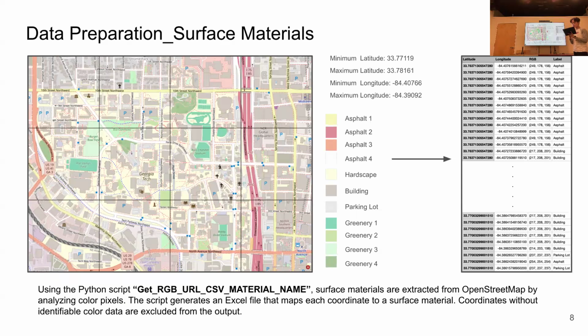Next, let's talk about surface materials, which have a strong impact on surface temperature and, in turn, the local microclimate. By inputting a bounding box defined by maximum and minimum latitude and longitude, the Python script processes the corresponding map tiles and generates an Excel file that maps each coordinate to its surface material type. To maintain accuracy, any coordinates without identifiable color data are excluded from the final outputs.